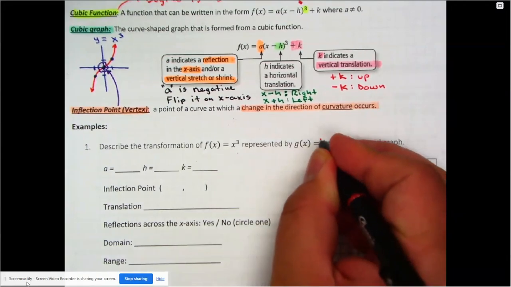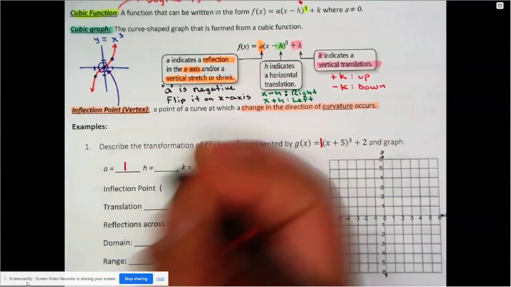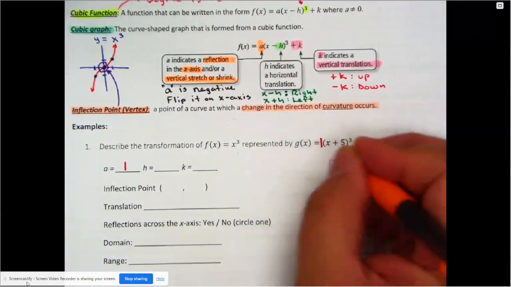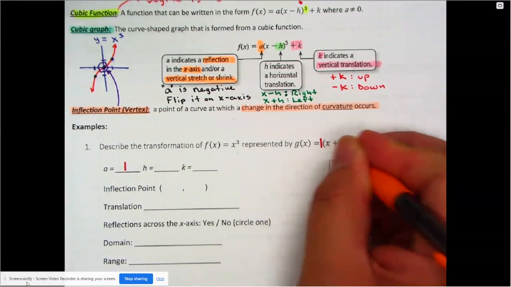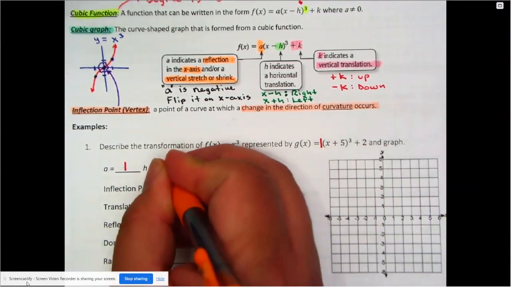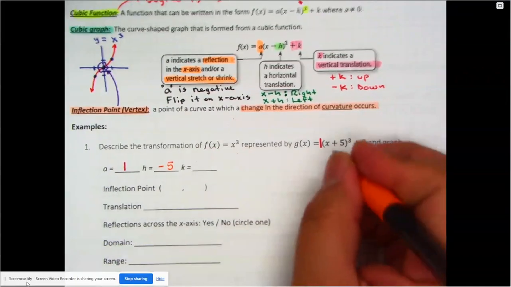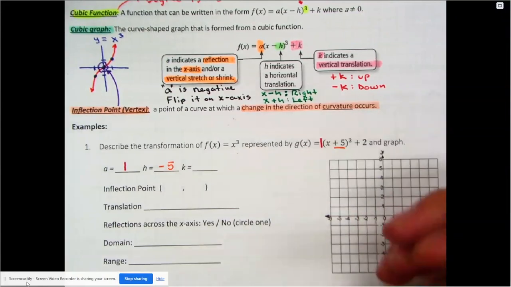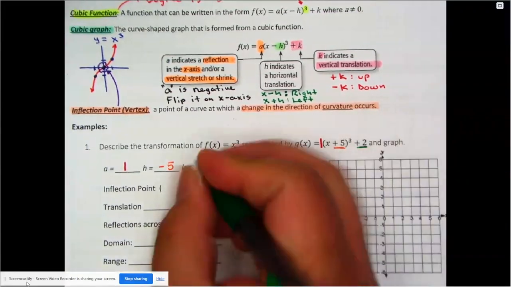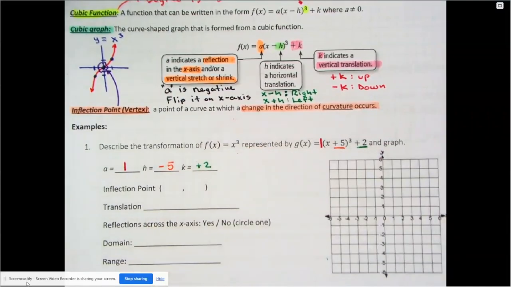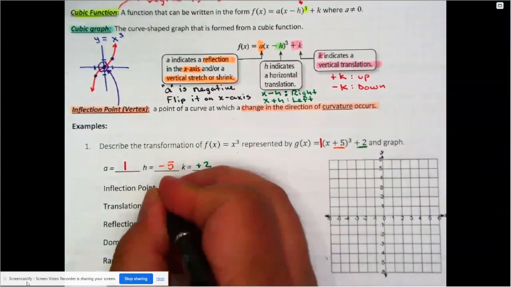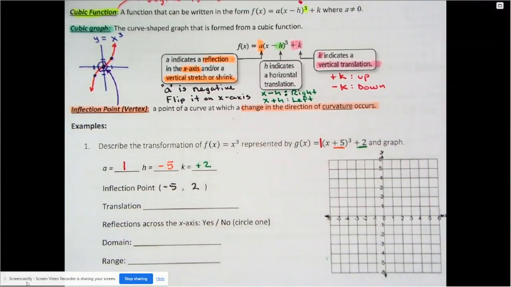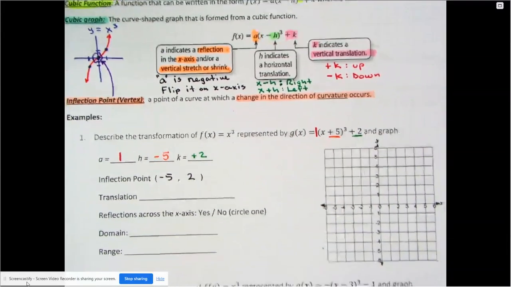My a value is just a 1. Now I need my h and my k. Here's the h, but if it says x plus 5, then my h, I have to think opposite, so it's negative 5. And then I look at my k, and this one says plus 2. So then we're going plus 2. So my point of inflection using these numbers is negative 5, because I was supposed to think opposite, and positive 2.